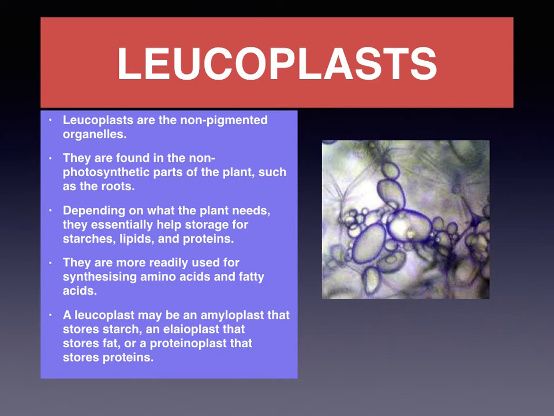Now there are specific names given to the leucoplast according to the substance that it is storing. So for example, if it is storing starch, we can call it an amyloplast. If it is storing fat, then we can call it elaioplast. If it is storing protein, then you can refer to it as proteinoplast. So these are the three types of leucoplast.